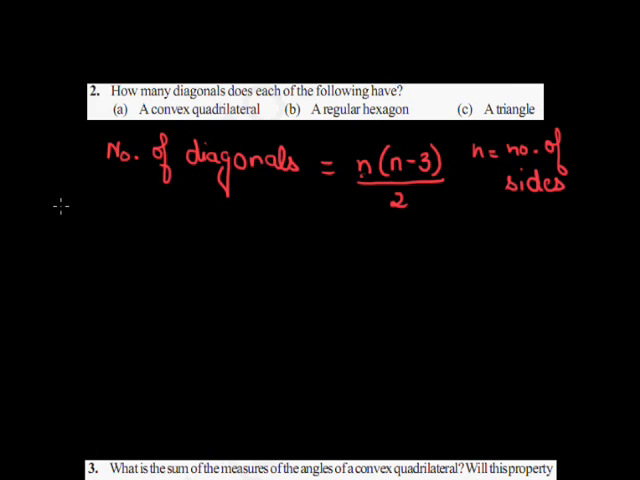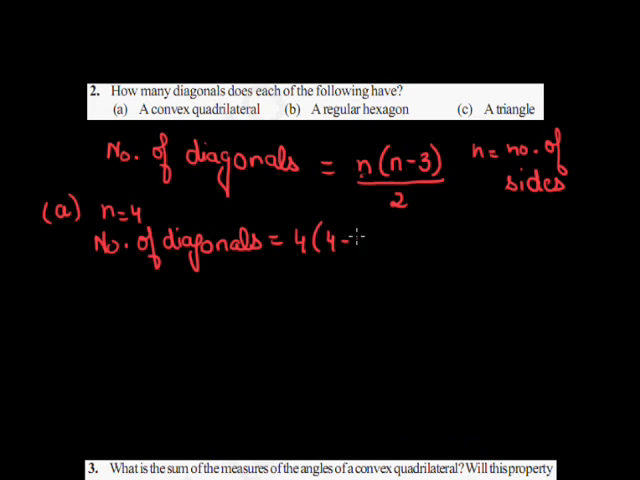Now, if you take the first part, that is A part, a convex quadrilateral. In the case of a convex quadrilateral, the number of sides, that is n, is equal to 4. So, if I put the value of n equal to 4 in the formula, number of diagonals will be equal to 4 into 4 minus 3 upon 2, that is equal to 4 into 1 upon 2, that is equal to 2. Orally also we know that in any quadrilateral the number of diagonals is 2, but by the formula also we have proved that the number of diagonals in the convex quadrilateral is 2.